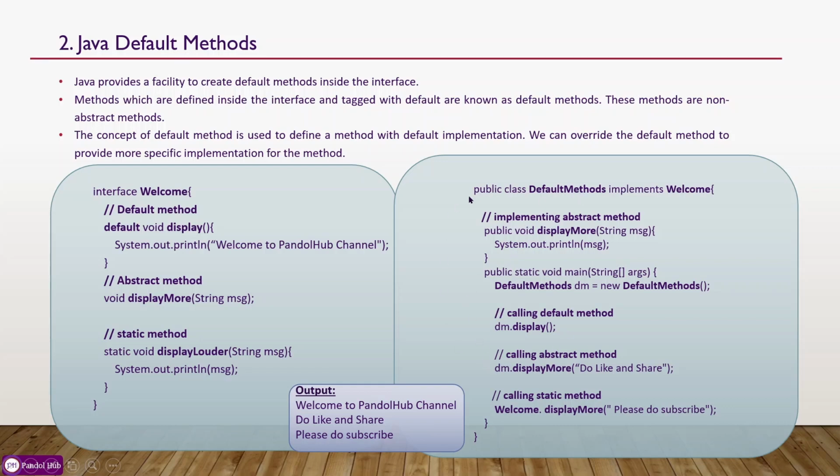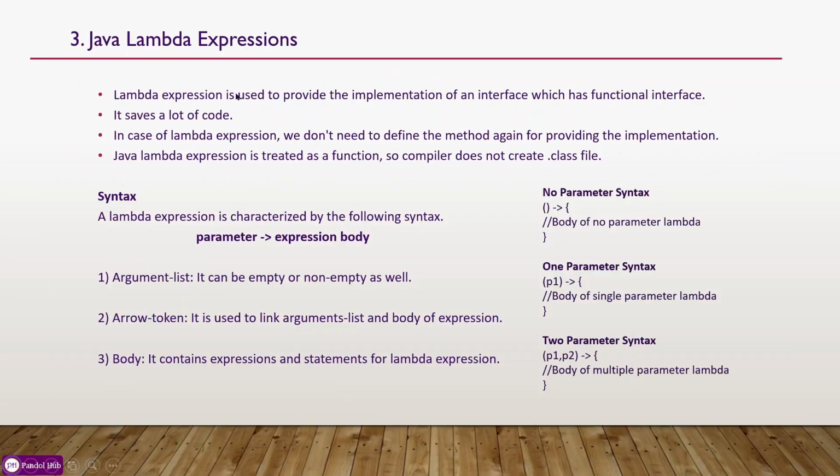Instead of all these things, a lambda expression helps us provide the definition for that abstract method in a single line, even without creating a class. So how does that help? In this manner, it saves a lot of code. You don't need to create a class. You don't need to override the method. You don't need to create an object.